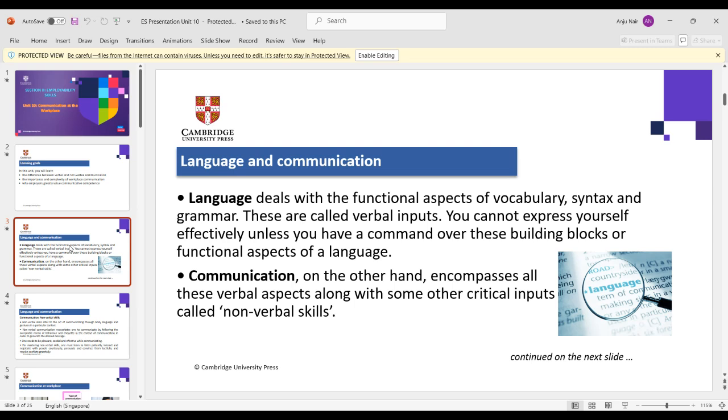Communication, on the other hand, encompasses all these verbal aspects along with some other critical inputs called non-verbal skills. There are verbal skills, and apart from those there are things which we are ignorant of or which we sometimes do not bother about, that also matter. So they are the non-verbal aspects. Words are important to communicate. Again, apart from words, your actions also communicate.